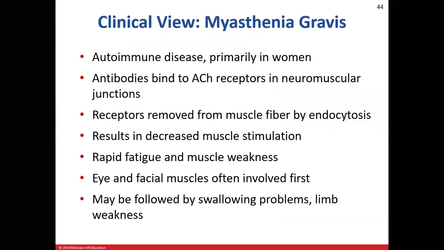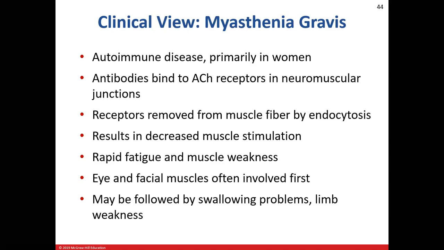So when we look at a clinical view of this process, or what affects this process, we look at what we call myasthenia gravis. Myasthenia gravis is an autoimmune disease that we primarily see in women. The receptors are essentially removed from the muscle fiber by endocytosis. As antibodies break down or remove the receptors, that means fewer receptors at that location for acetylcholine to bind to. And this is going to result in a decreased stimulation of the muscle cell.